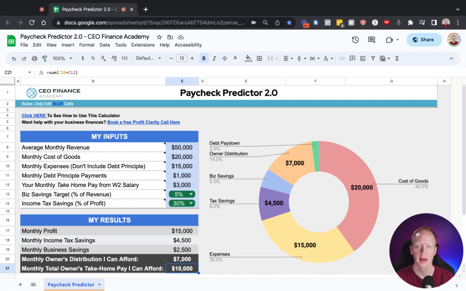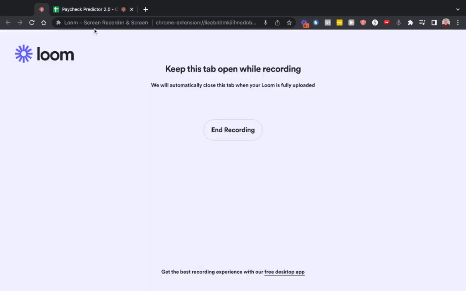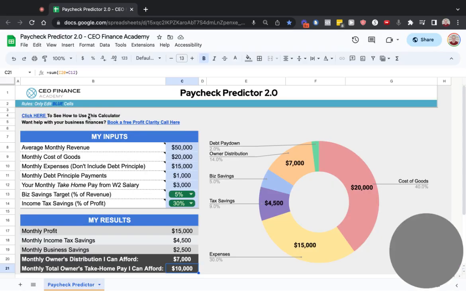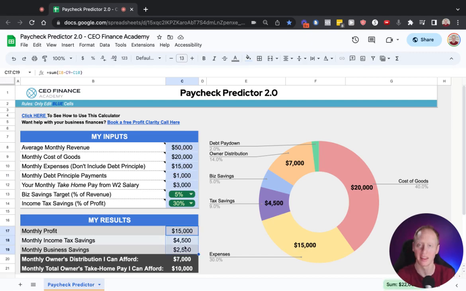Cool. This will now give you an estimate. If we go back, there we go. This will give you an estimate on how much you can afford to pay yourself in a given month. If you use averages, you'll see what you could have afforded to pay yourself over the last year, given your revenue, cost of goods, expenses, and debt payback, etc. Cool. Hopefully this gives you some really nice insight. Again, this is designed to be monthly. If you wanted to put yearly numbers in, just know that these numbers would end up being yearly instead of monthly. But then we get a nice little breakdown over here.